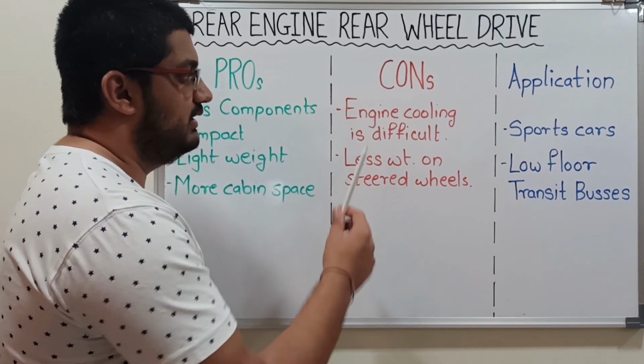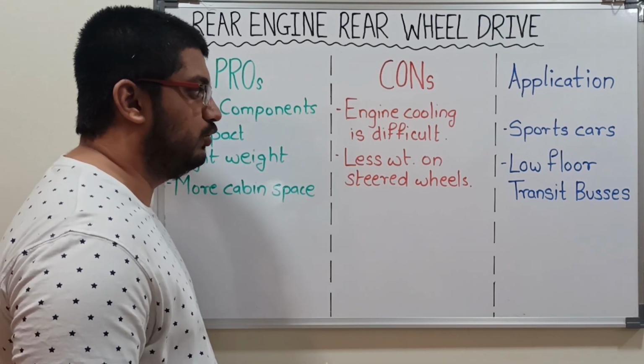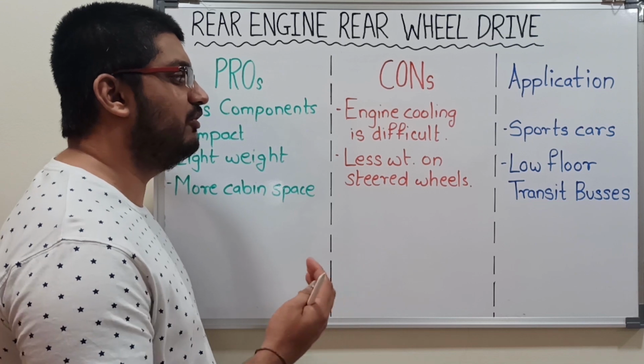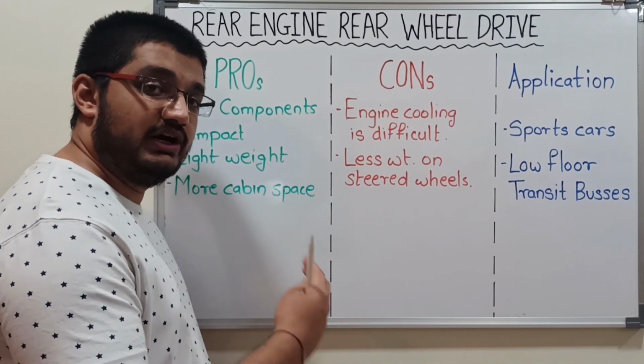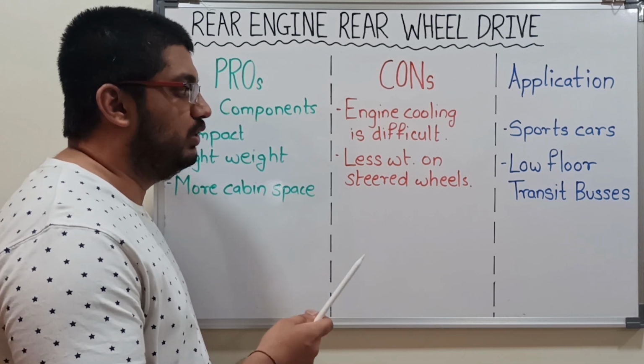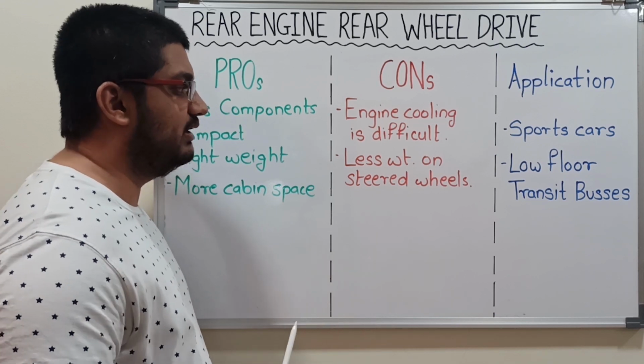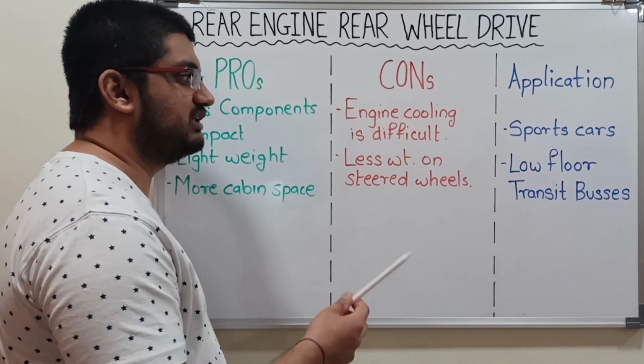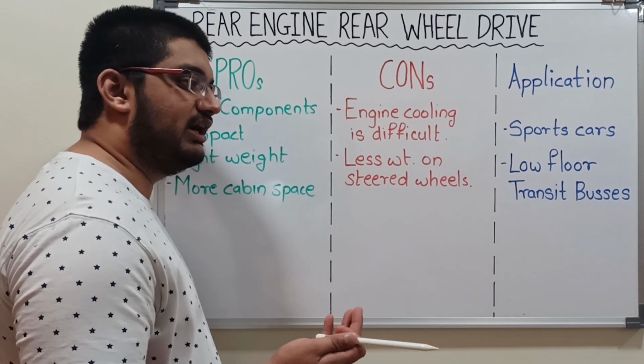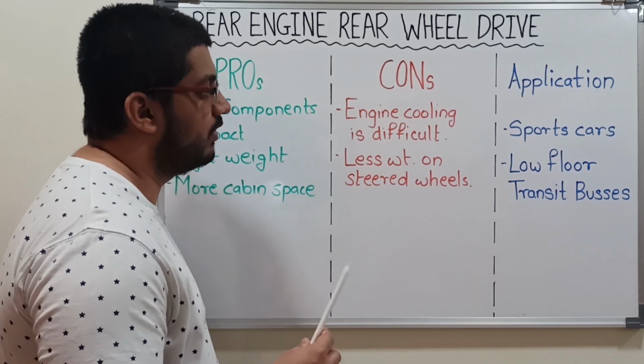Then the cons are that engine cooling is difficult in this type of layout. Why? Because the natural stream of air is not available as in the front engine layout. So cooling is difficult. There needs to be a lot of ducting and venting for good cooling, which is not an issue on a sports car because the speed is high and you get high velocity of air through the ducts.